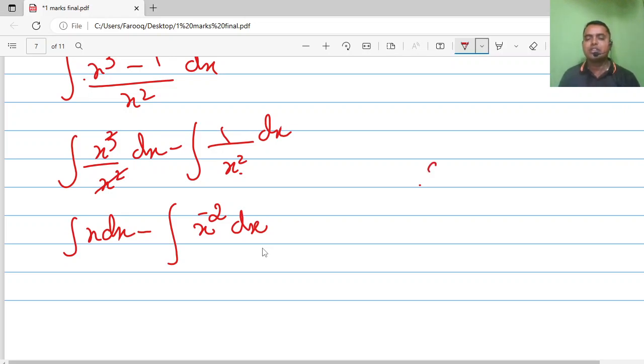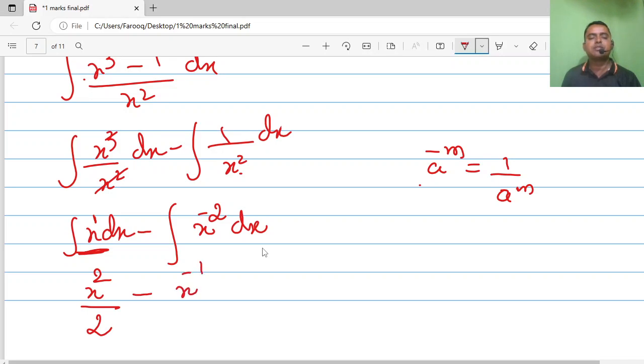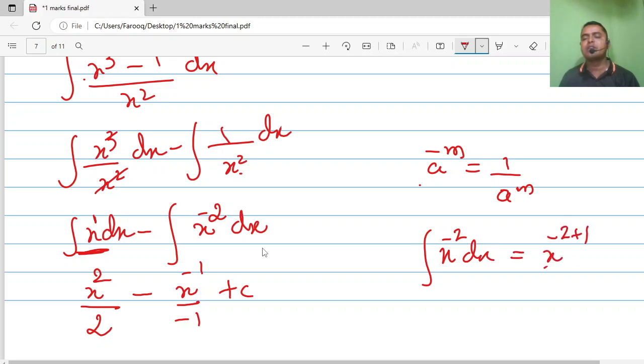If I take the x square from the denominator to the numerator, the power of x will become negative, because of the law of negative exponent: a raised to minus m is 1 divided by a raised to m. By using this law, my integration of x, here power is 1, gives x square by 2, 1 plus 1 divided by 1 plus 1. X raised to minus 2 plus 1 divided by minus 2 plus 1 means minus 1, plus c. See here how we are doing. X raised to minus 2 dx means x raised to minus 2 plus 1 divided by minus 2 plus 1, that is x raised to minus 1 divided by minus 1, that we are writing directly here.